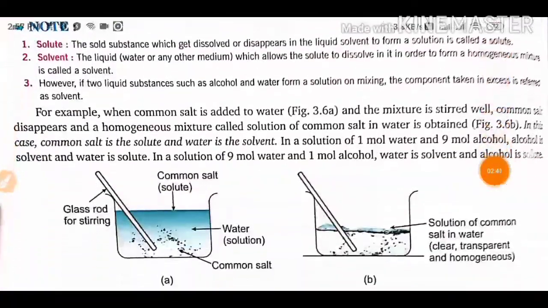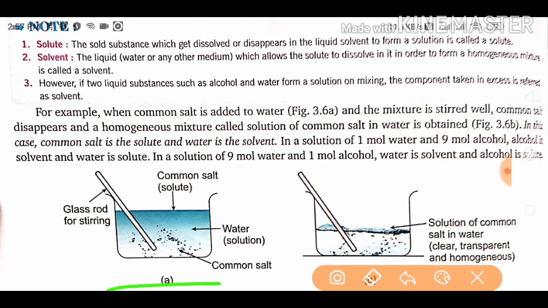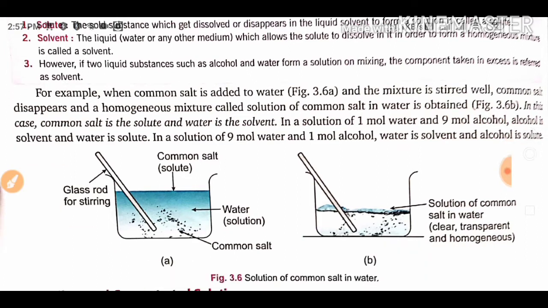For example, when common salt is added to water and the mixture is stirred well, the common salt disappears and a homogeneous mixture called a solution of common salt in water is obtained. In this case, common salt is the solute and water is the solvent. So this is the example. You already learned it in earlier classes also.